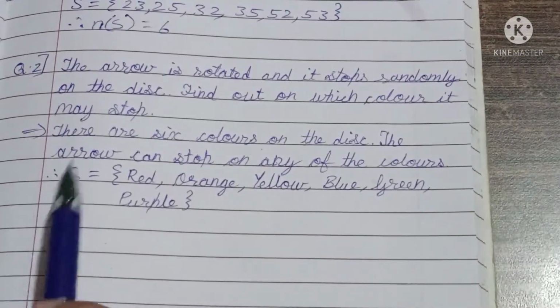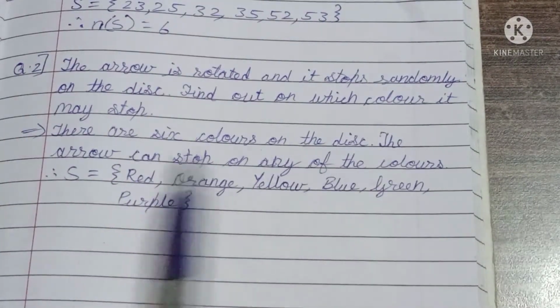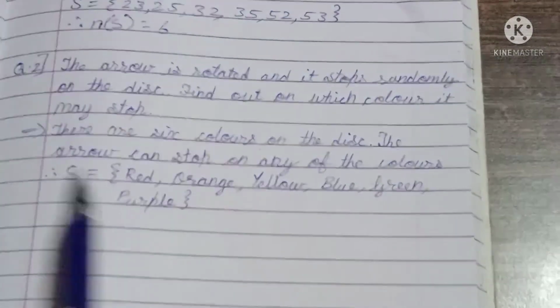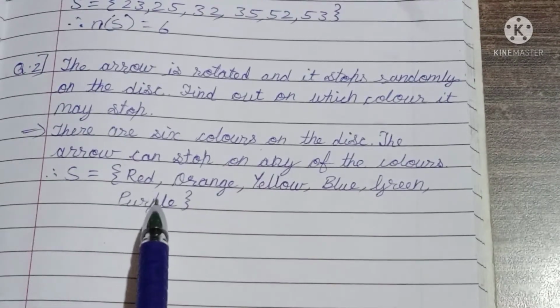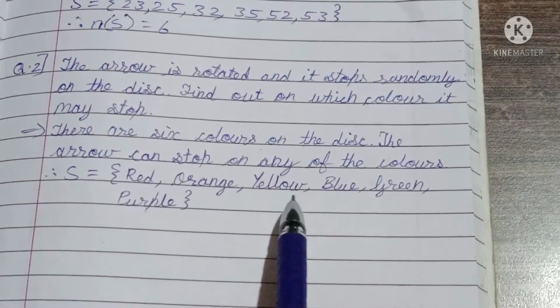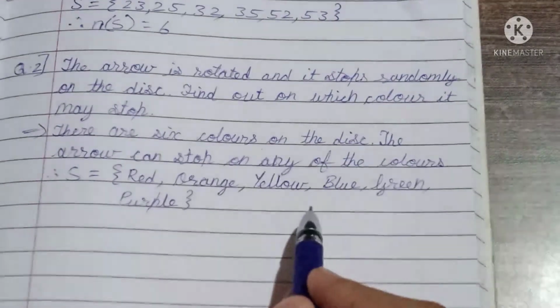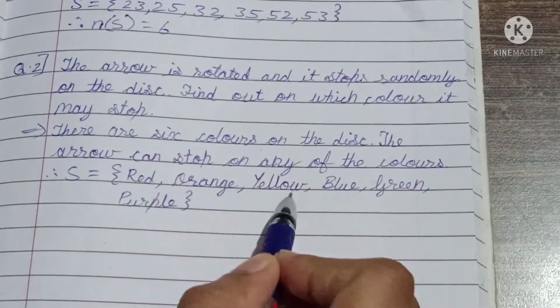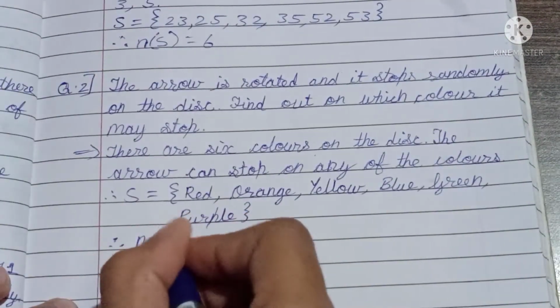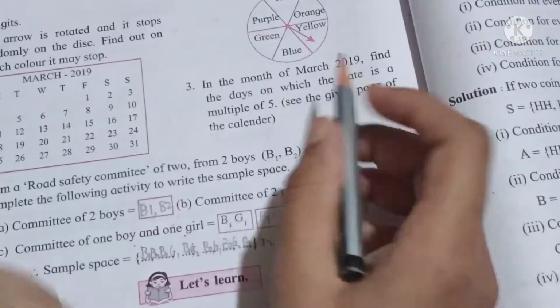So in the solution we will write, there are 6 colors on the disk. The arrow can stop on any of the colors. Therefore, sample space will contain elements in the curly bracket as red, orange, yellow, blue, green, purple. And total number of elements in the sample space will be 1, 2, 3, 4, 5 and 6. Therefore, n of S is equal to 6. Moving on with the next question.